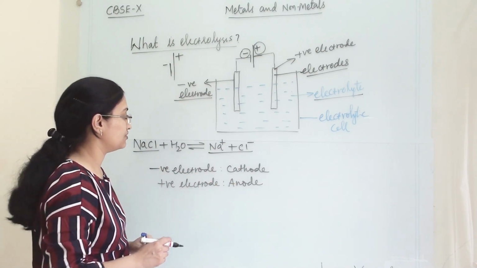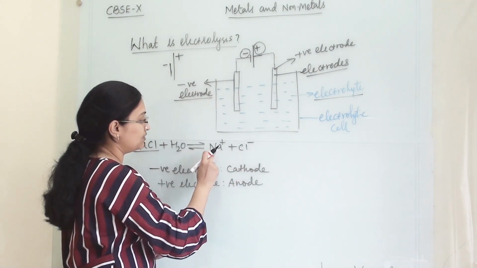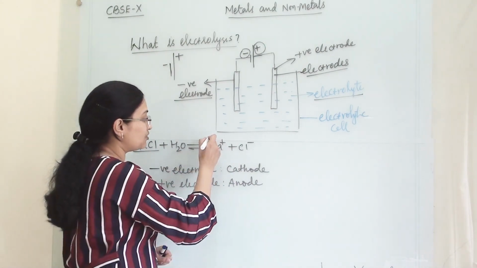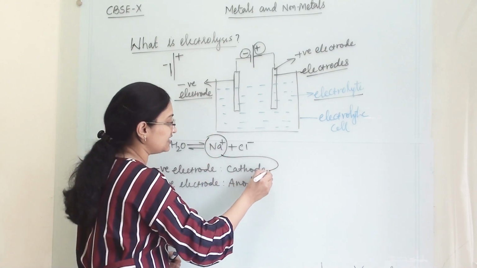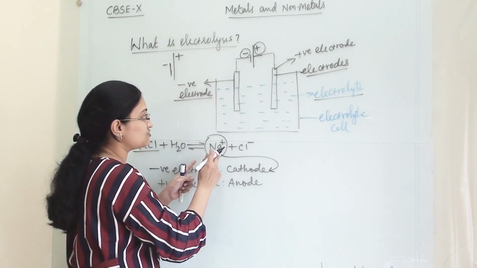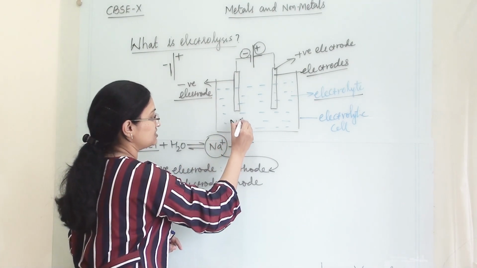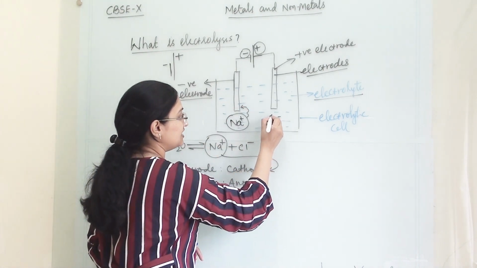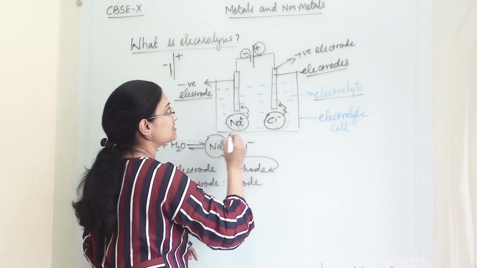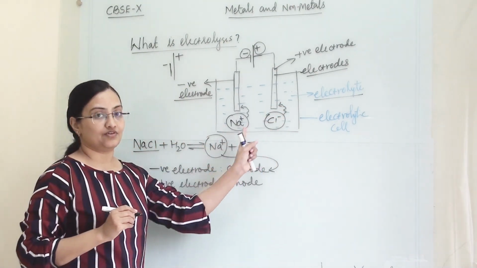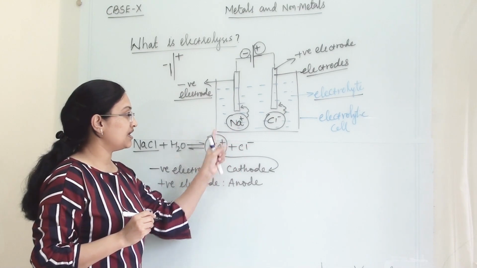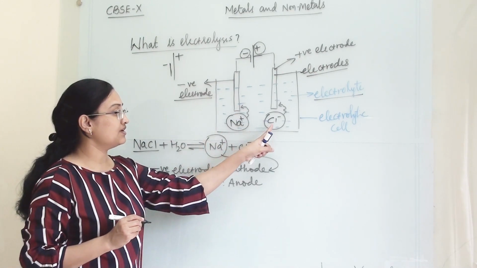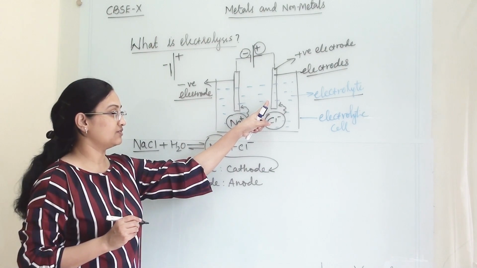Now from the electrolyte we have two types of ions, one positive, one negative. Once we start the passage of current, the positive ions will be attracted towards the negative electrode. So positive ions will migrate towards the negative electrode, and negative ions will migrate towards the positive electrode. Opposites attract. So the positive ions in the electrolyte travel towards the negative electrode and the negative ions travel towards the positive electrode.